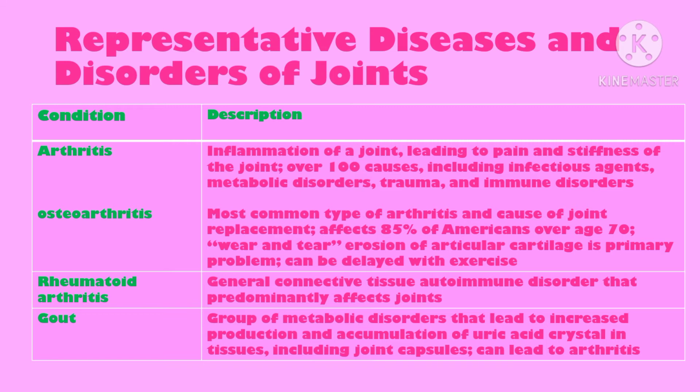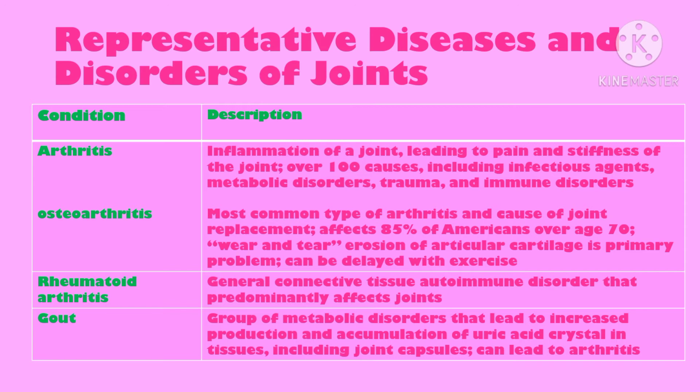The next one is osteoarthritis. Osteoarthritis is the most common form of arthritis. Some people call it degenerative joint disease or wear and tear arthritis. It occurs most frequently in the hands, hips, and knees. With osteoarthritis, the cartilage within a joint begins to break down and the underlying bone begins to change.